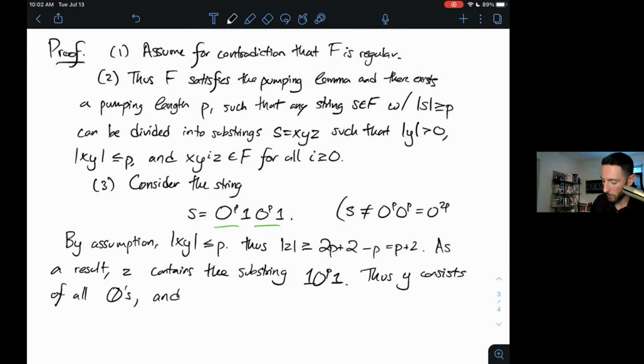and XYYZ equals, well, it has XY, and then it has Z. So it definitely starts with 0^P and ends with 1 0^P 1. But it's also got another string Y in the middle, made up of all zeros. So if I concatenate that with my first string of zeros, I've repeated my Y string. So I've got length of Y extra zeros.